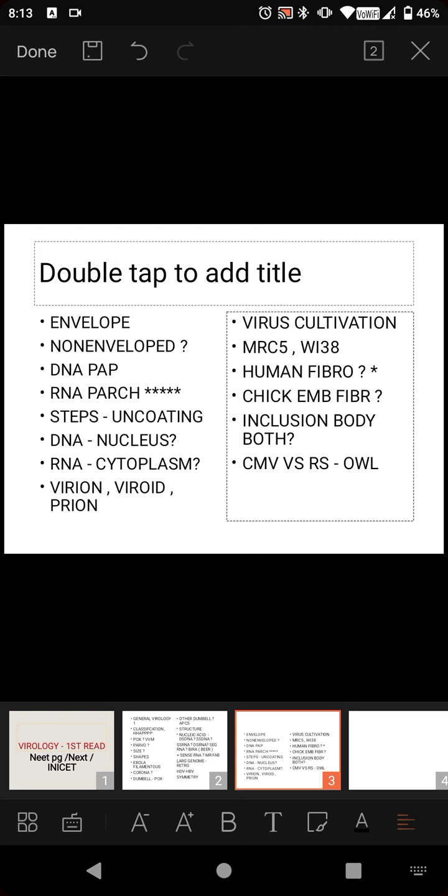Then coming to the Tzanck smear. Under the Tzanck smear, multinucleated giant cells with faceted nuclei can be seen, and it is demonstrated for HSV, herpes simplex: multinucleated molding, margination of the chromatin.